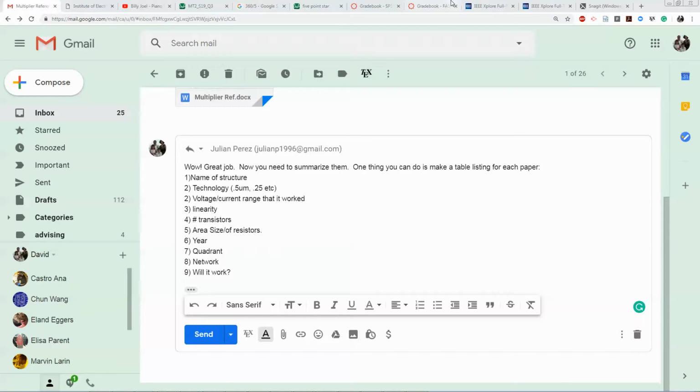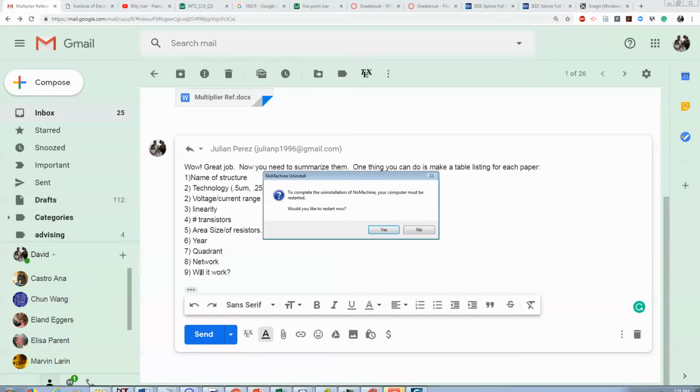Since you got so many references, and I don't want to hold you up, the next step is to make a table trying to compare all the references for the multipliers. And actually, it's probably just better to do this in a video. So what you do is you make a table for each paper that lists each paper, and you have the name of the structure, the technology, the voltage, current, range it worked, linearity, number of transistors, area, size, the year, quadrant, what kind of network it was in, and will it work?